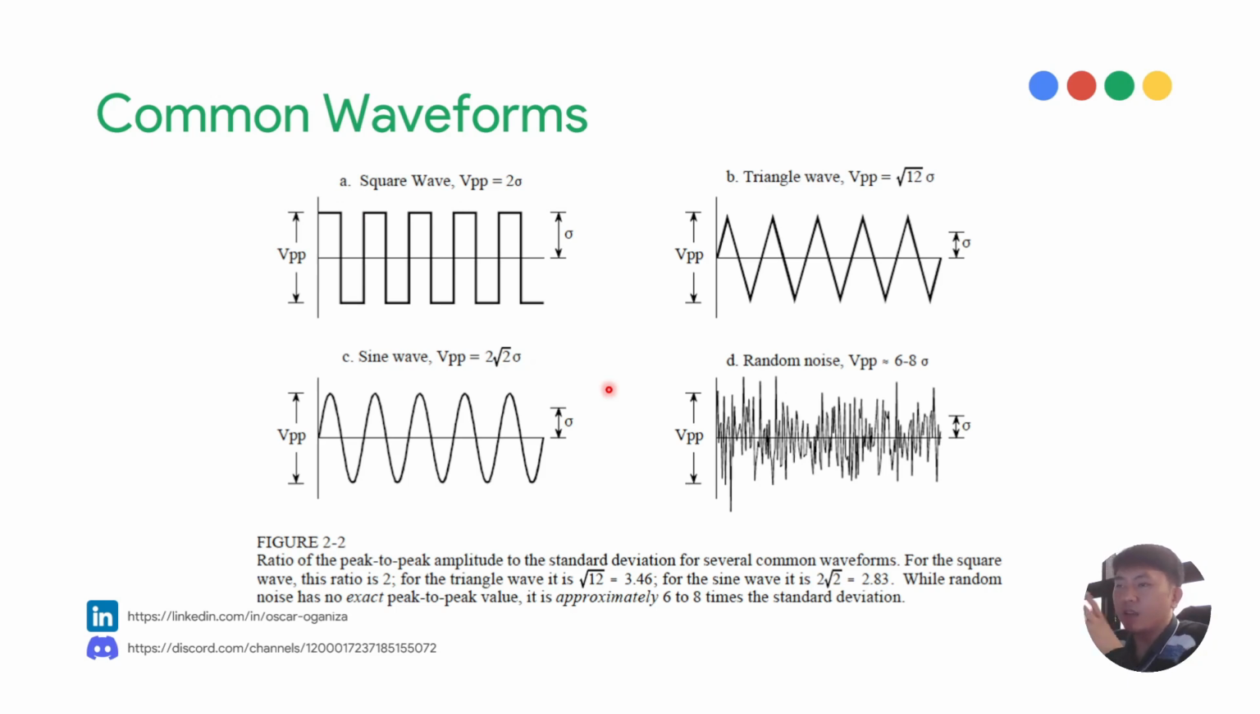So basically, as you can see in these common waveforms, we have definitions of these images. The ratio of the peak-to-peak amplitude to the standard deviation for several common waveforms: for the square wave, this ratio is 2. For the triangle, it's square root of 2 or 3.46. For the sine wave, 2 square root of 2 or 2.83. While random noise has no exact peak, it's changing. It's approximately 6 to 8 times the standard deviation.